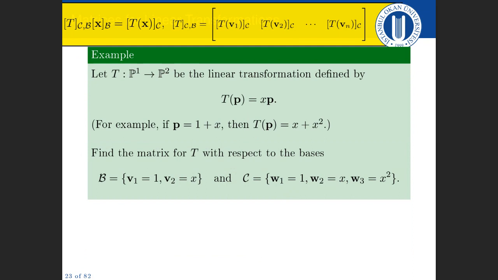Another example: let T be the linear transformation from P1 to P2, so that's polynomials of degree 1 or less mapping to polynomials of degree 2 or less. This linear transformation takes any polynomial in P1 and multiplies it by x. For example, if our polynomial is 1 plus x, we multiply this by x and we get x plus x squared.